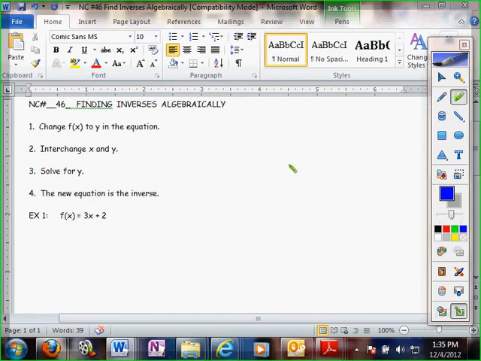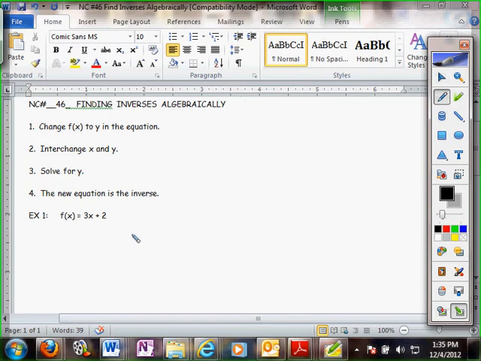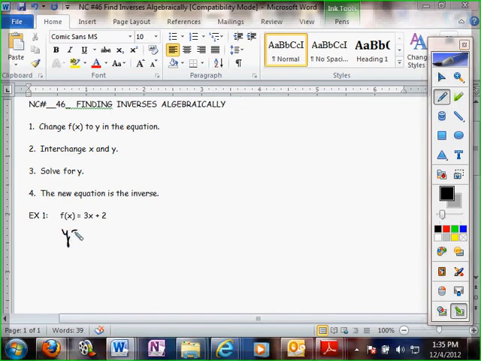First thing we want to do is change f of x to y. So I have y equals 3x plus 2. Then I want to interchange x and y. So I have x equals 3y plus 2. And now I want to solve for y. So I'm going to subtract 2 from each side.